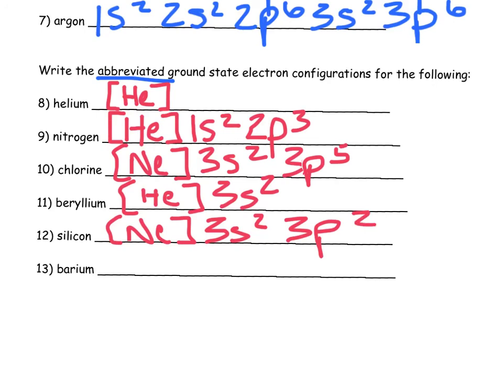Almost done here. Barium. I did not mean to give you barium. Skip it. I'm sorry. This is a simple one, so we aren't including the transition elements. Sorry about that. All right, so that actually, I believe, wraps this up.